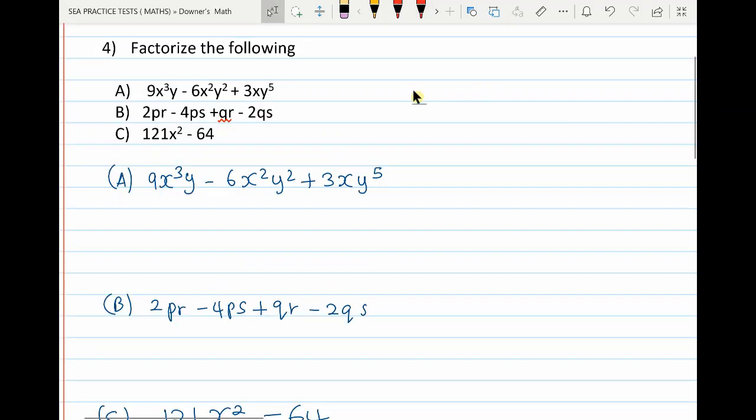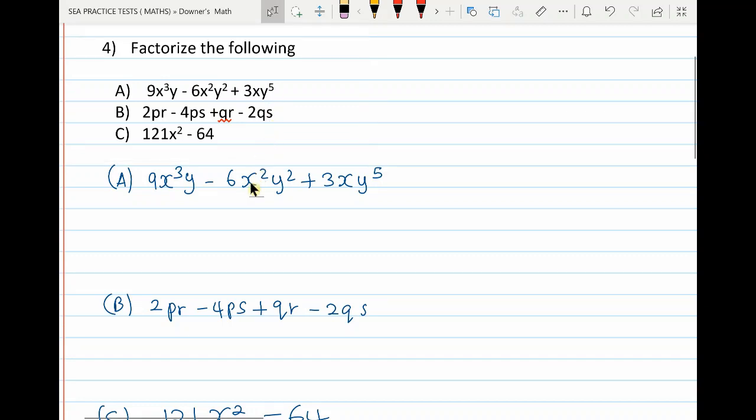Number 4, we have to factorize the following. The first one, which is a, is 9x cubed y minus 6x squared y squared plus 3xy to the power 5. And when we look at it, we see that we can use the HCF method of factorization, where we will take out the highest common factor.